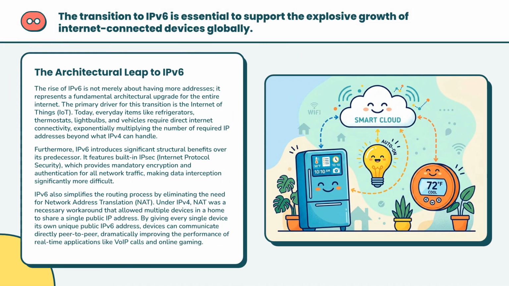The transition to IPv6 is driven by the explosive growth of the Internet of Things. Beyond providing more addresses, it simplifies routing by eliminating the need for NAT, allowing devices to communicate directly and efficiently.